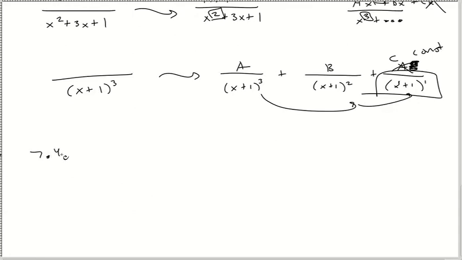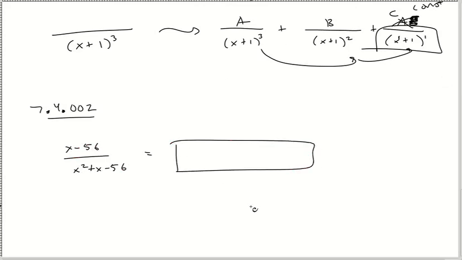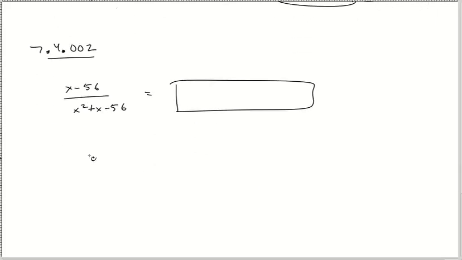So 74002. I have x minus 56 all over x squared plus x minus 56, and they say rewrite it with this partial fraction stuff. Now they're just wanting A's and B's. They do not want you to actually solve yet. So this is not too bad, actually. We can do this. I need to factor my denominator and see what I can do.